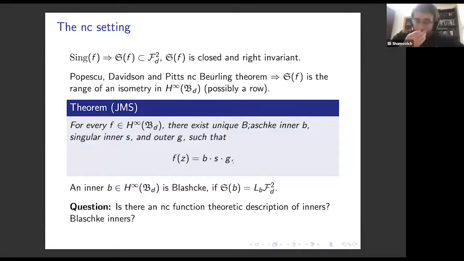Just a short question. This entire description in the classical case can be given completely in function theoretic terms, but we don't have any NC function theoretic description of inners or Blaschke inners. That would be very interesting to know in my opinion.